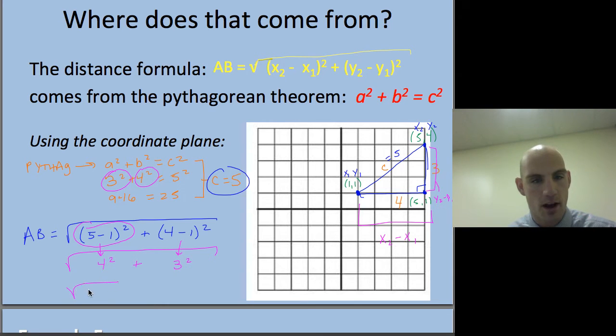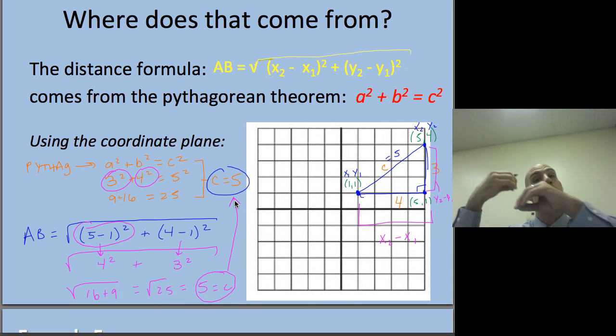So it's going to be the square root of 16 plus 9, which is equal to the square root of 25, which is equal to 5 for c. Notice they're the same because the distance formula is based on the Pythagorean theorem.